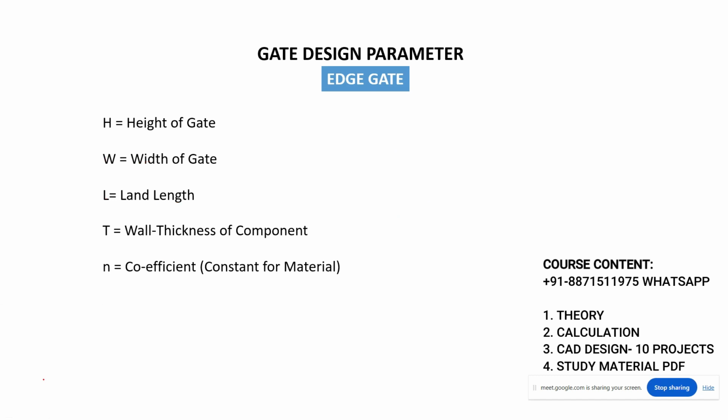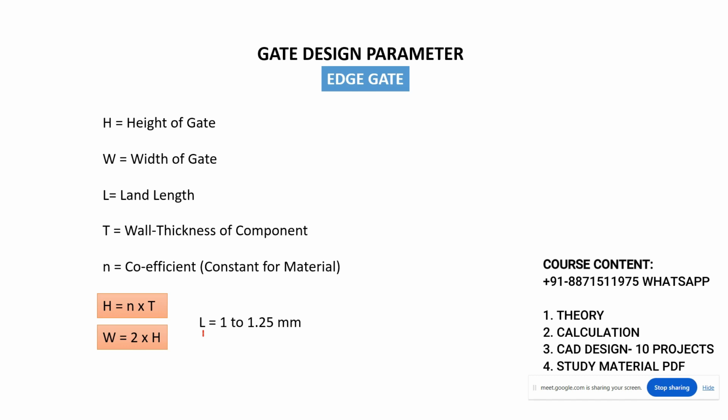Understood or not? I am showing you the edge gate parameters right now. See here, H, here is the formula: H equal to N into T. And what is the N here? Constant for material. And T is nothing but average wall thickness. Now W is the width. Once you get the H, which is the height, you will get the W. The W will be 2 into H.